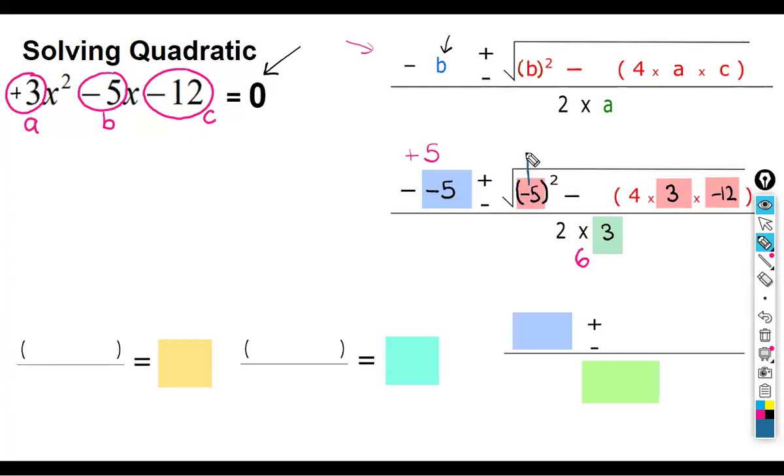Minus 5 squared is how much? Positive 25. I just showed you that, right? Minus 5 squared is positive 25. According to the formula, you have what here? A minus sign. Let's work out the brackets now. Could you all help me work out what's inside the brackets? How much is 4 multiplied by 3 multiplied by minus 12? Type in that straight on your calculator. 4 by 3 multiplied not by 12, but by minus 12. 4 by 3 by minus 12.